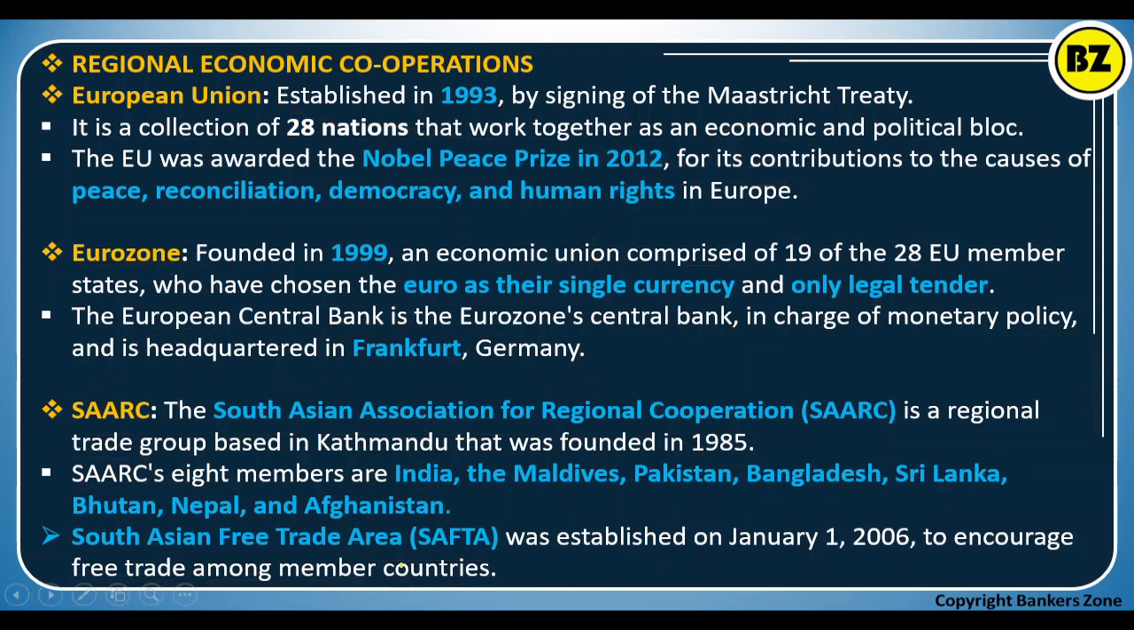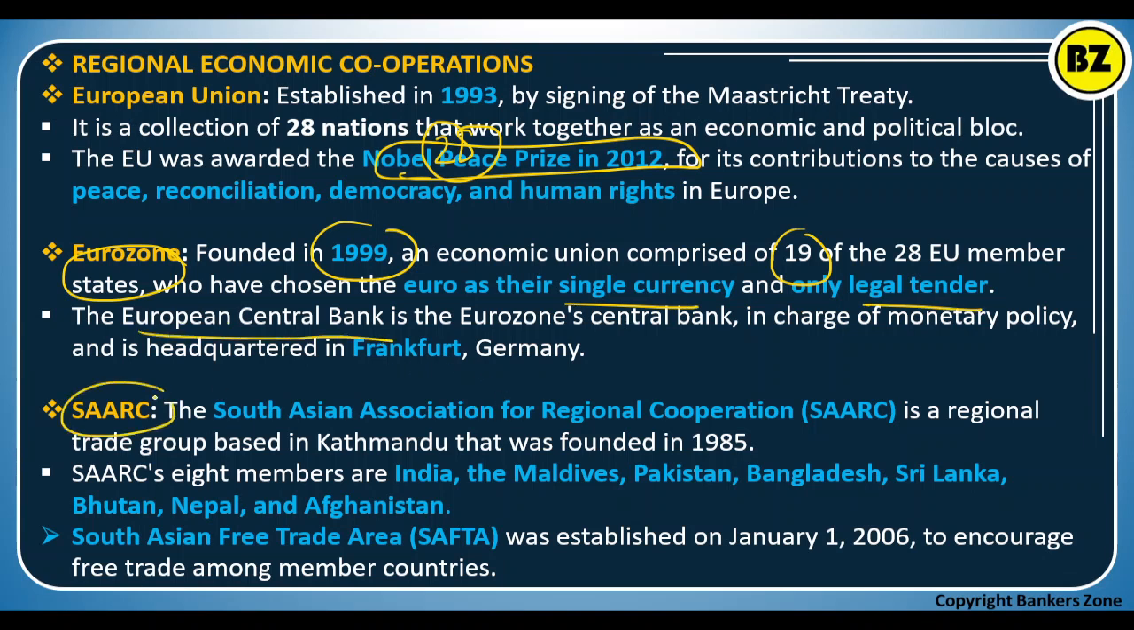Okay, so here you should remember the strength. The European Union has 28 members. They also got the Nobel Prize in 2012. The Eurozone was established in 1999 with 19 members of the European Union. They have a single currency called the Euro as legal tender, run by the European Central Bank. SAARC is the South Asian Association of Regional Cooperation. India is a member of SAARC, headquartered in Kathmandu, Nepal.